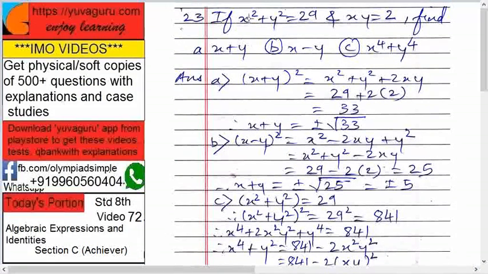Next, if x square plus y square equals 29 and xy equals 2, find x plus y, x minus y, x raised to 4 plus y raised to 4. Here we have done a similar problem earlier in one of our videos in the same chapter. Now we will do this again.